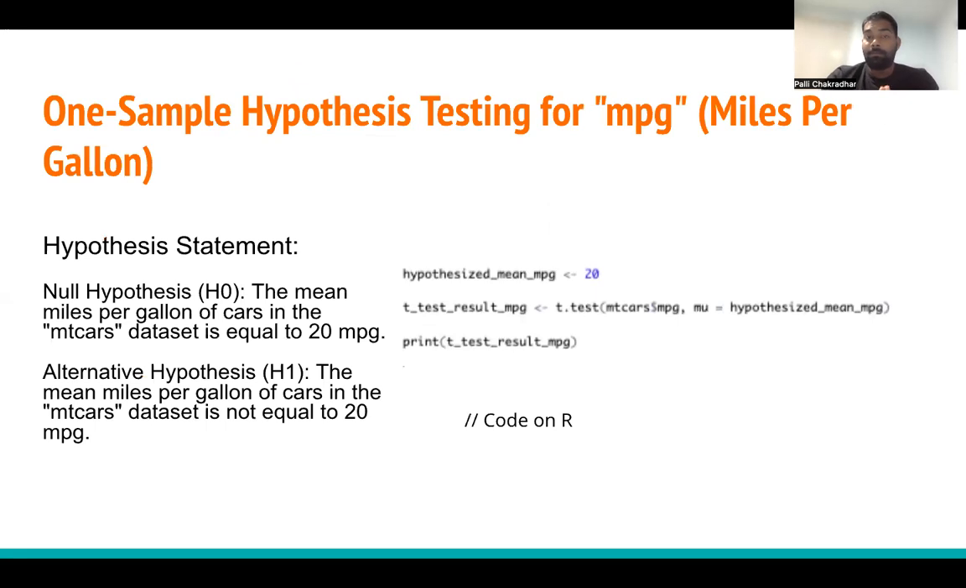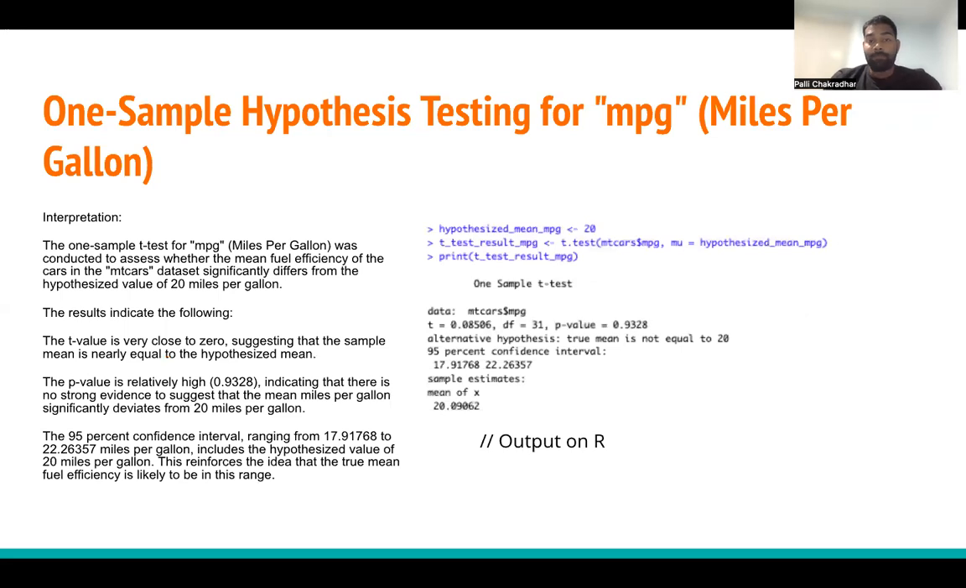Then I have taken the one-sample hypothesis testing for the univariate approach. Here I have taken the null hypothesis that the mean of MPG is equal to 20, and my alternate hypothesis is that it's not 20. I've run the code in R. As you can see, I've taken the t-test results for the MPG variable. The t-value is 0.08, which is very close to 0. So the sample mean is nearly equivalent to the hypothesized mean.